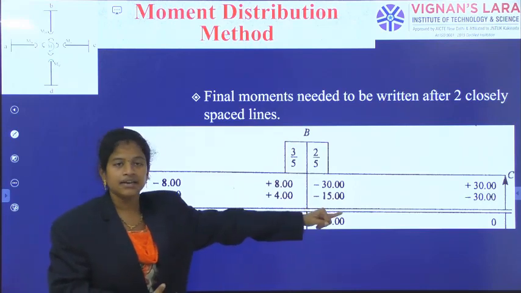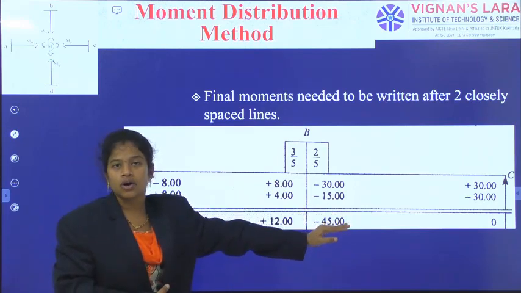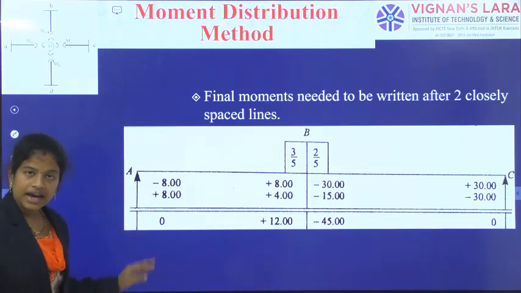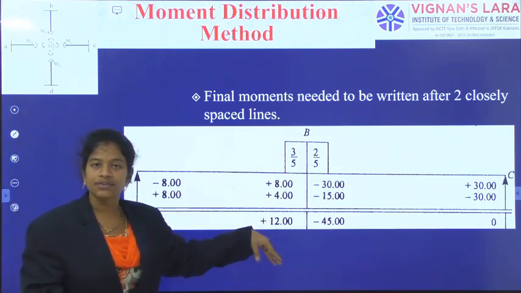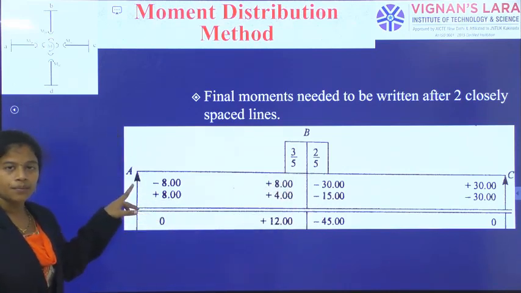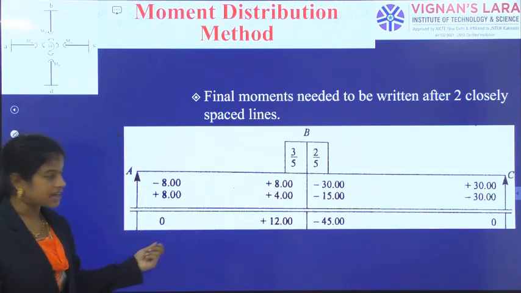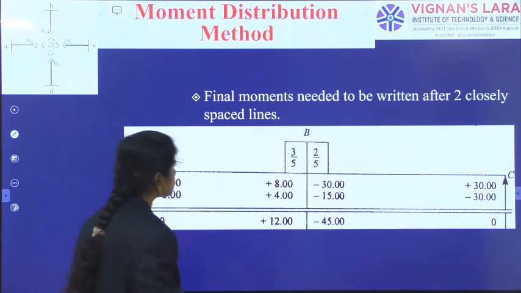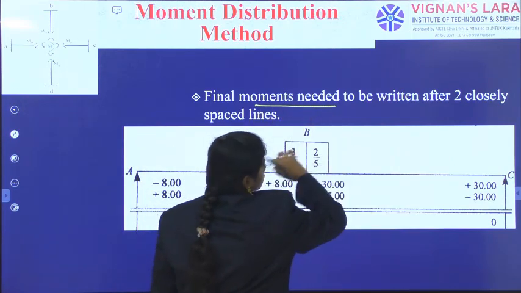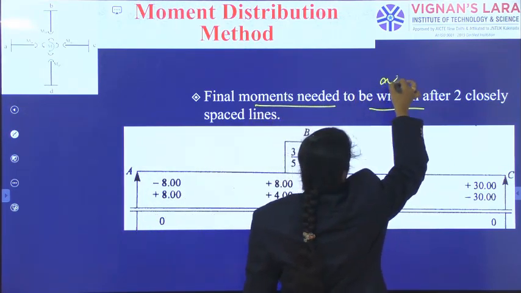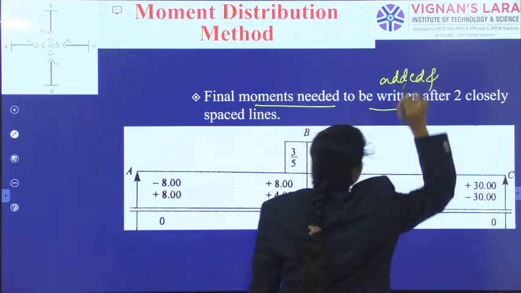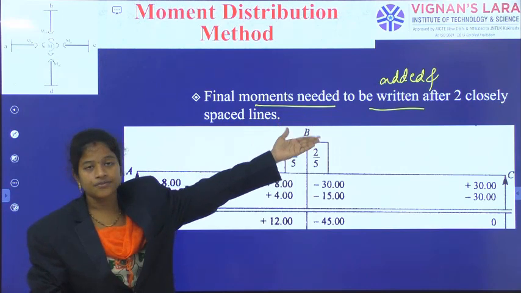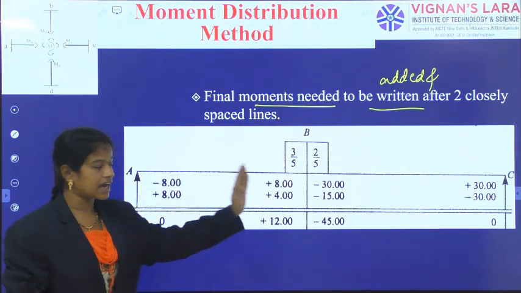Now the main thing started by drawing two solid lines which are very closely spaced, and then what should we do? After these two lines, we should sum up whatever is on the top. So on the top, minus 8 and plus 8 were there, so minus 0. And this is summation, and its summation, and its summation. So, okay, the final moments need to be added and written after the two closely spaced lines. In this way we have generated.